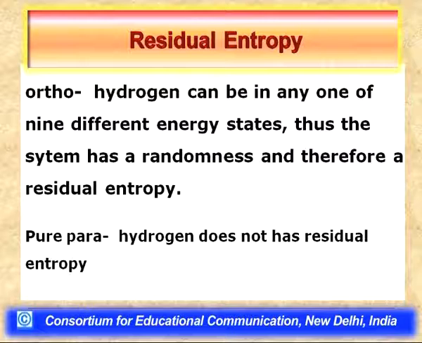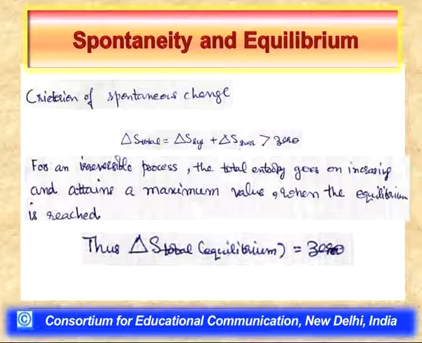That is what we make an observation. So, what we learnt from this whole discussion is the cause and reason for residual entropy, and all this discussion emerges from the statistical interpretation of entropy. Now, having said this, we lead now towards the new concept called spontaneity and equilibrium.